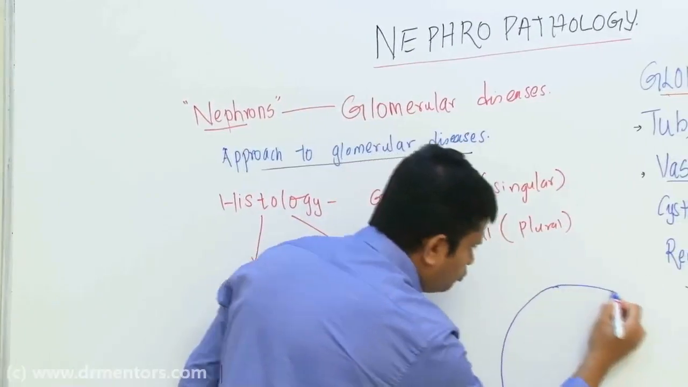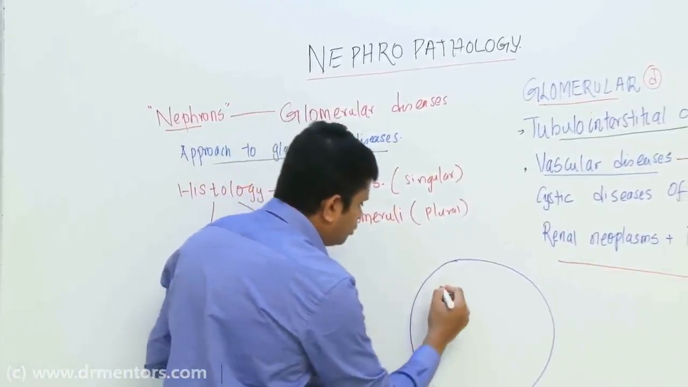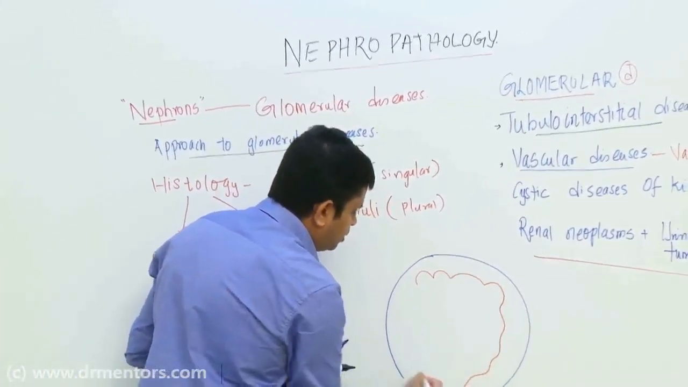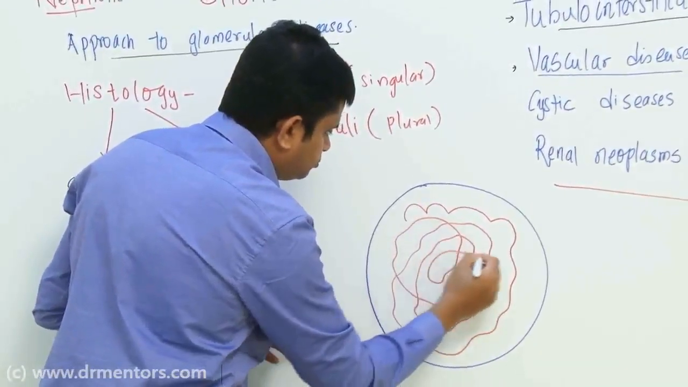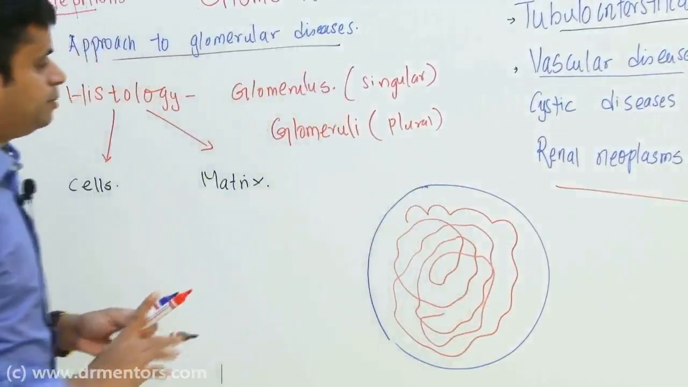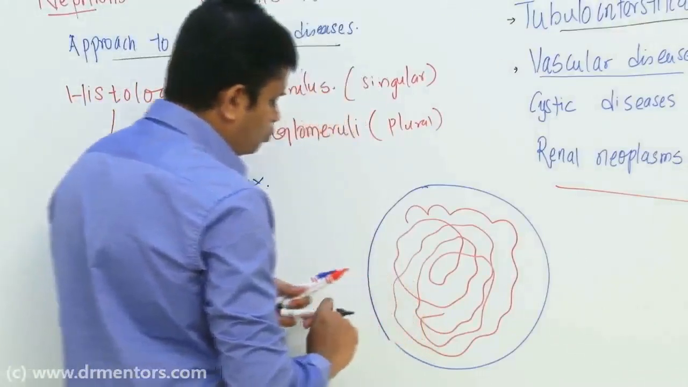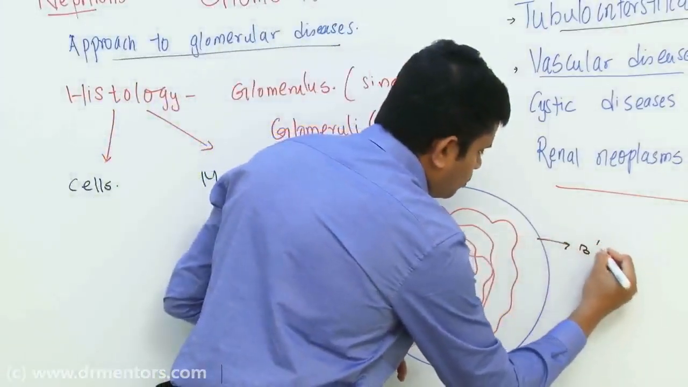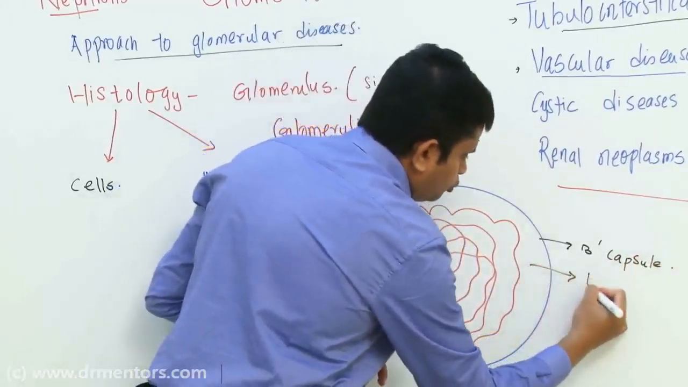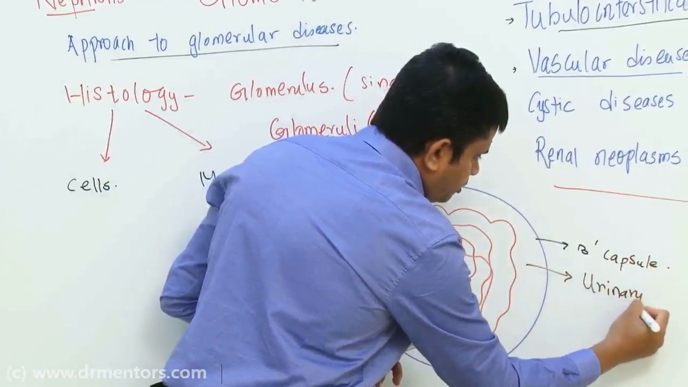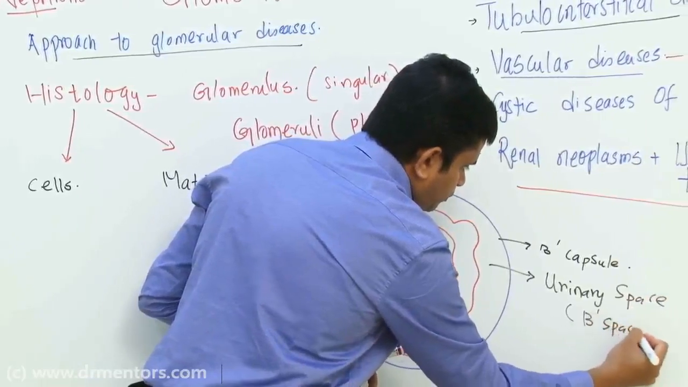Suppose I am going to draw this as your glomerulus, and I am just focusing on the capillary loops going up in this one glomerulus. If you see what I have drawn, I have given you a clue that this is the Bowman's capsule. Now this part is your urinary space, or Bowman's space we call it.